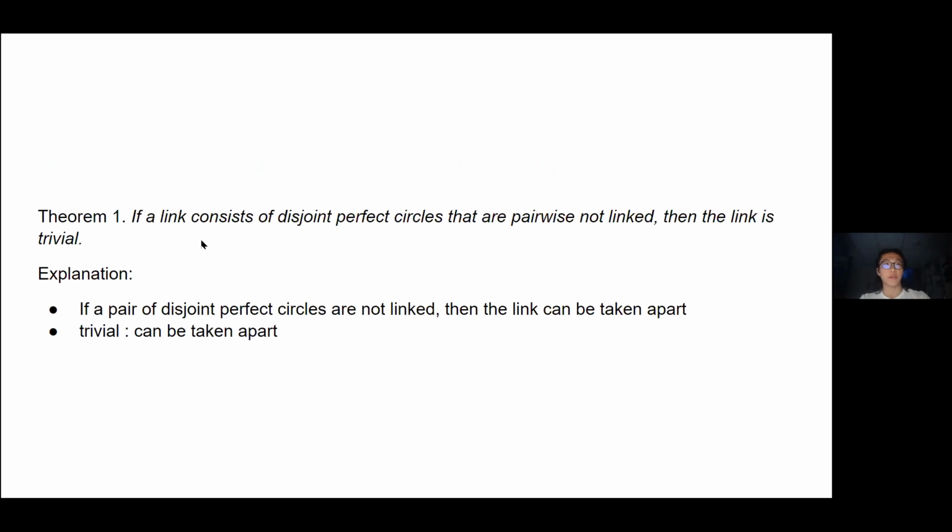The theorem we have here is: if a link consists of disjoint perfect circles that are pairwise not linked, then the link is trivial. To put it into simple words, if a pair of disjoint perfect circles are not linked, then the link can be taken apart. And trivial just means it can be taken apart. So there is a difference between the link of two circles and two linked circles.